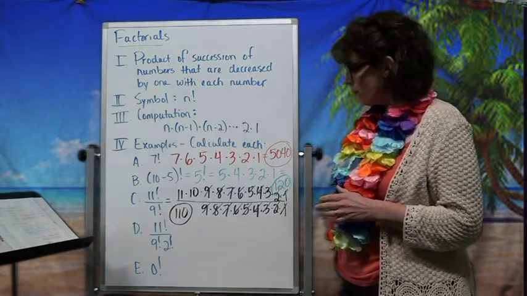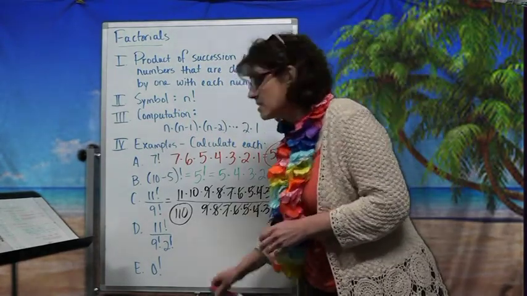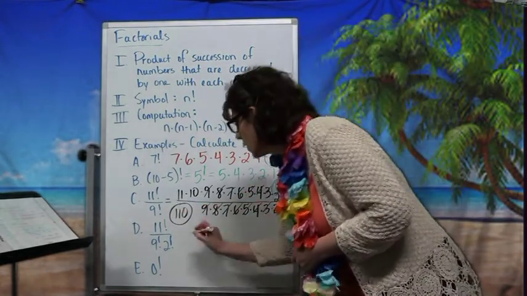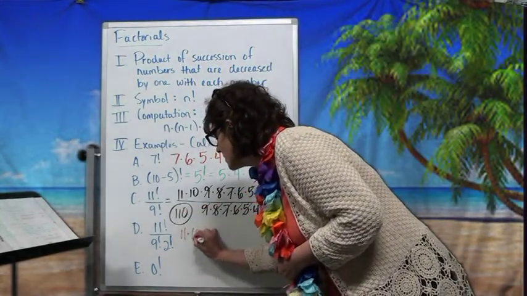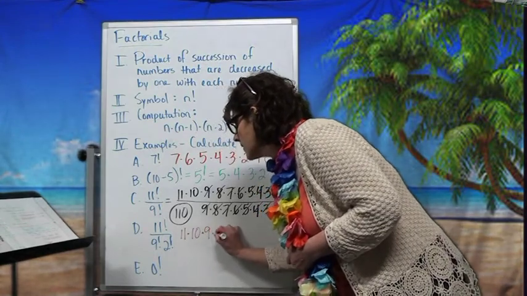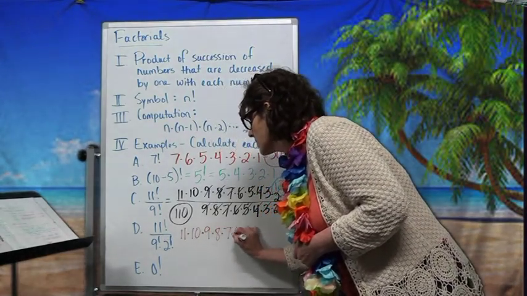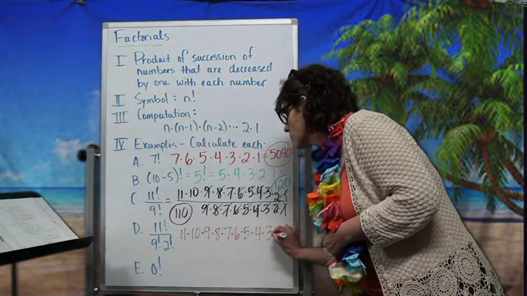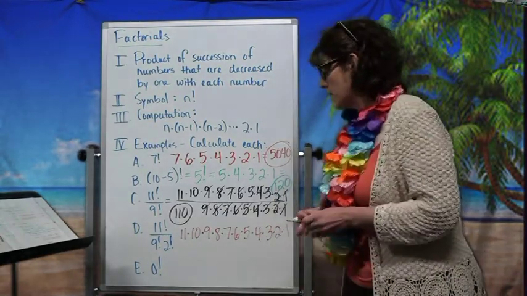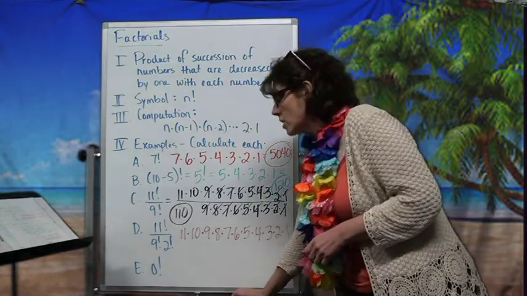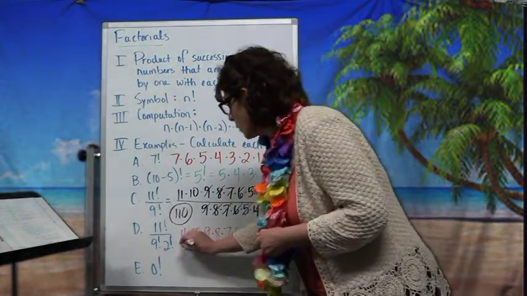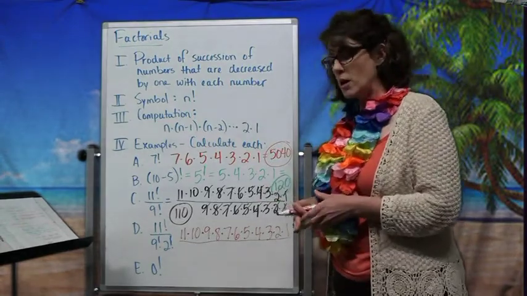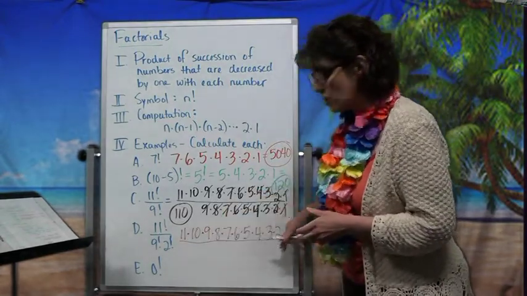Now when you look at the fourth one, it's a similar idea. I've got 11 factorial in the numerator, which we know means 11 times 10 times 9 times 8 times 7 times 6 times 5 times 4 times 3 times 2 times 1. But on the denominator, I do have a 9 factorial and a 2 factorial. What I like to do is take my bigger number and use it first, because it knocks a lot of this out.